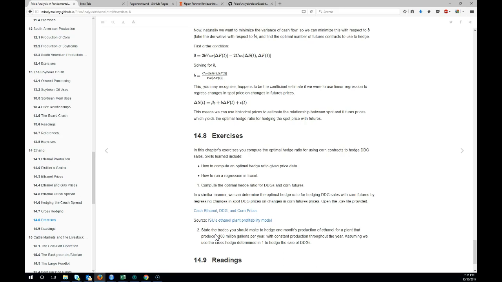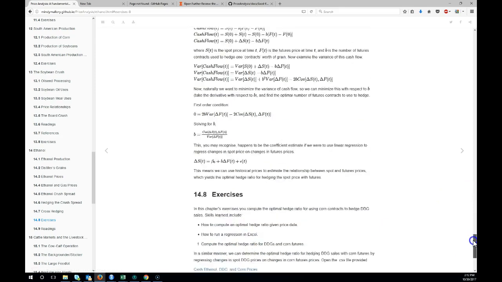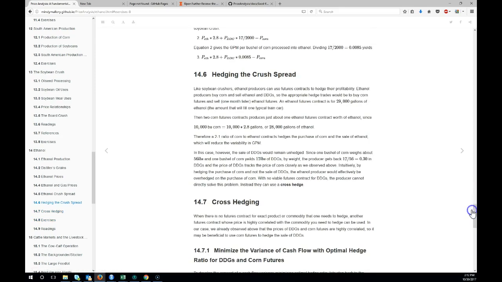perspective of an ethanol producer. I just want us to say the trades we're going to make if we're going to hedge 1 month's production, and we're using a cross hedge to hedge our DDG purchases. Okay, so the only thing we really need to key on here is the 100 million gallons per year, and then remember also back up the key quantities that we get.